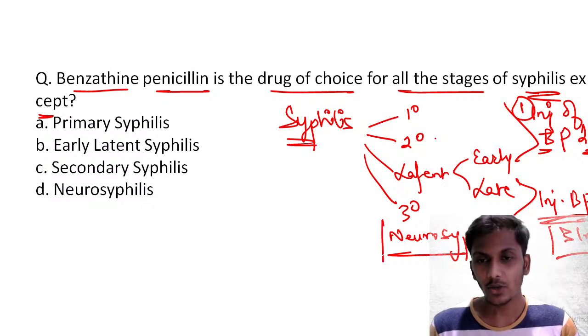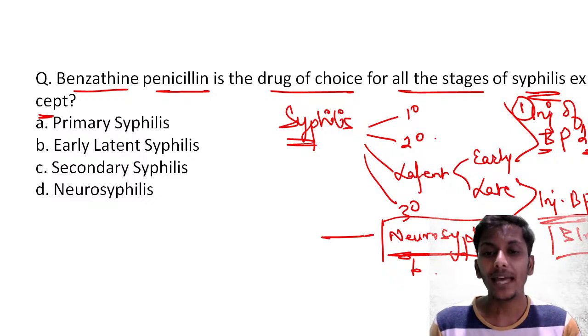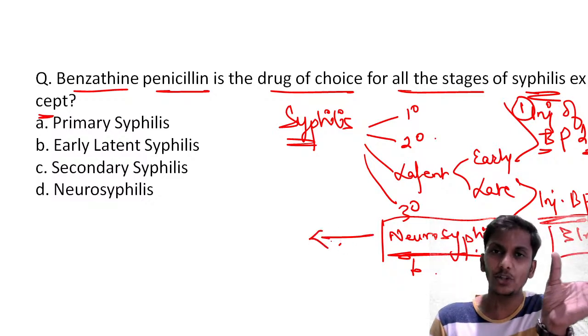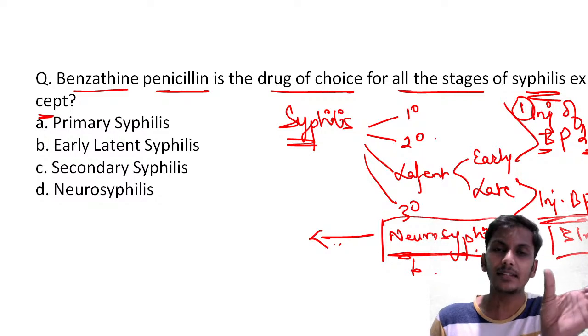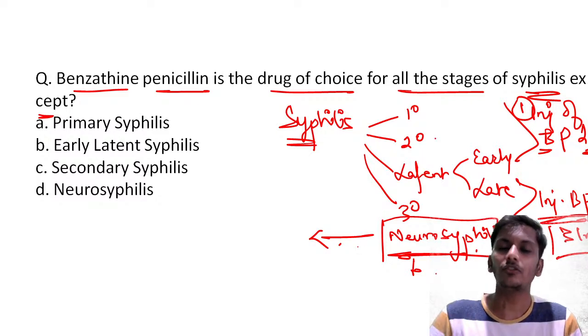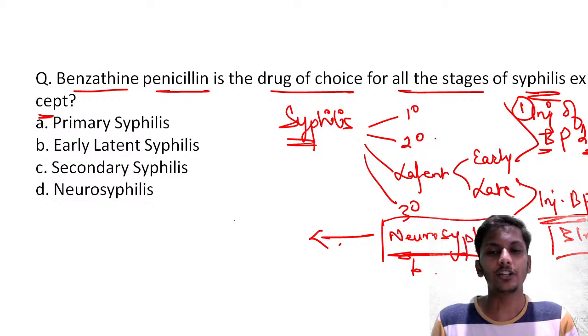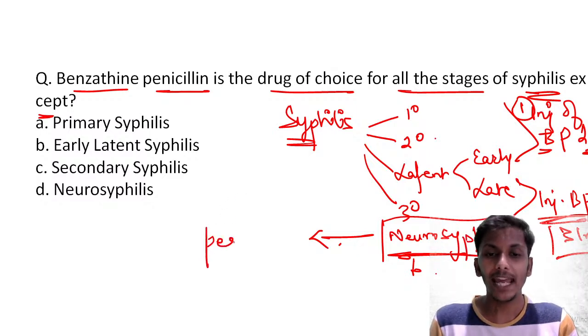And yes, the answer over here is neurosyphilis, because in benzathine penicillin, benzathine is added to penicillin G. And as benzathine cannot cross the blood-brain barrier, in cases of neurosyphilis, benzathine penicillin is of no use. If it will not go into the CNS, then what is the use? Therefore the drug of choice in neurosyphilis would be plain penicillin G.